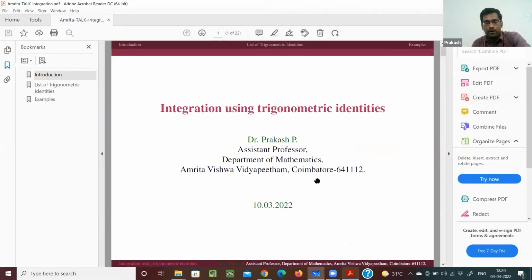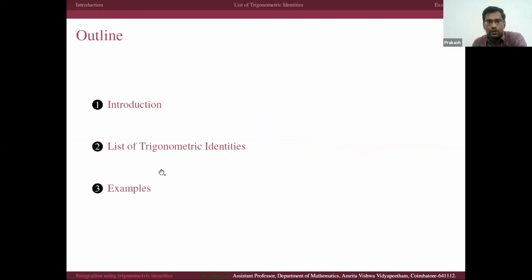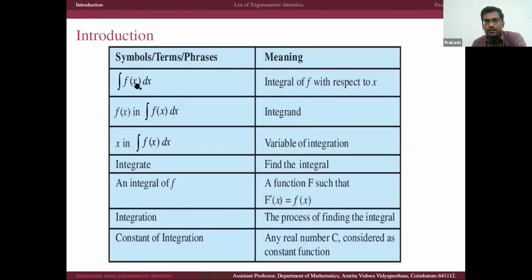Now I am coming to the whiteboard, where I have already mentioned some important things. Here the symbol f of x is called the integrand, and this is the integral of f of x with respect to x. The x is the variable of integration. Integrate means we need to evaluate the integral. Integration means the process of finding the integral.